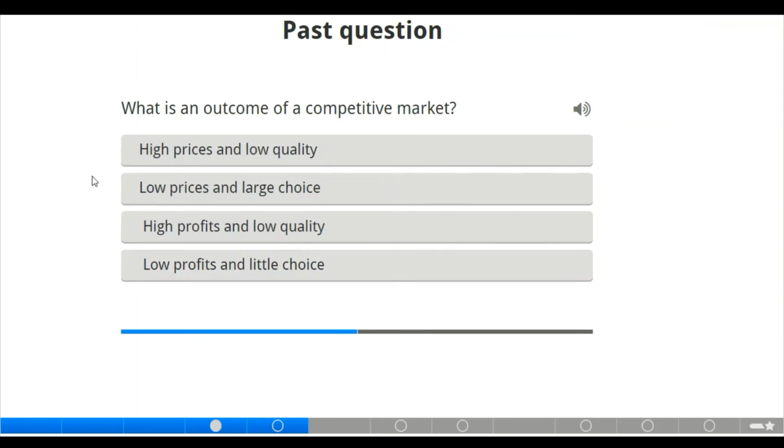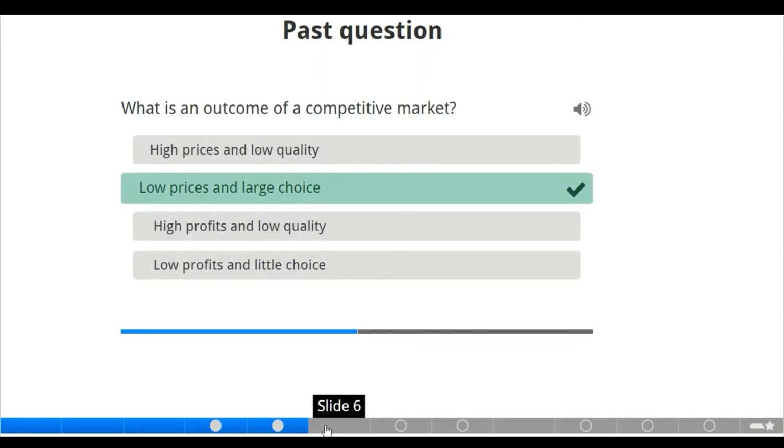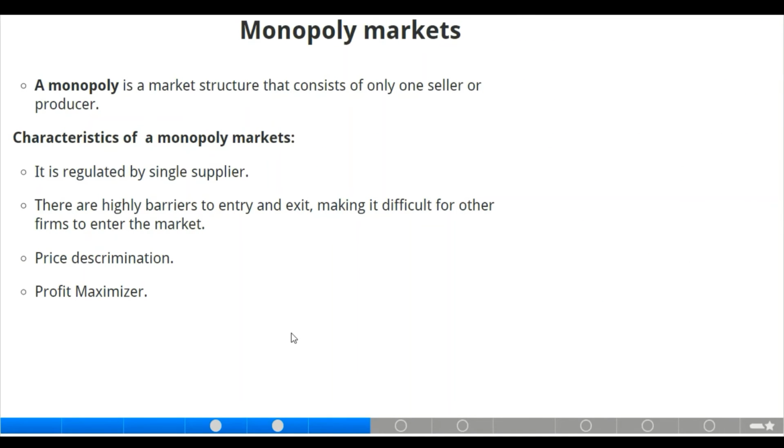We also have one past question here again. What is an outcome of a competitive market? What do you think can be the outcome of a competitive market, that is, one in which many sellers compete with one another? We have high prices and low quantity. Is that so? Low prices and large choice, high profit and low quality, low profit and little choice. Of course, it should be low price and large choice. That's that. We move to the next slide.